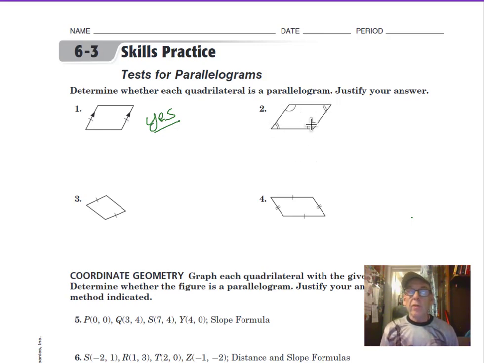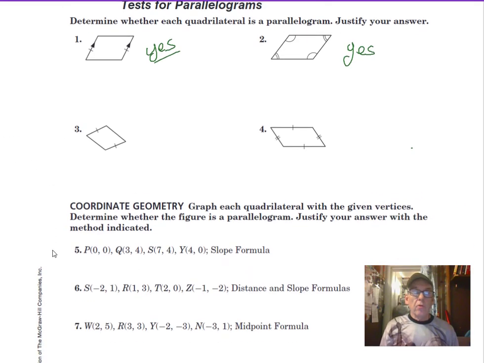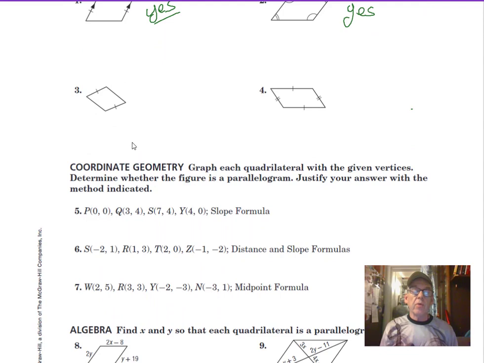Here in number 2 we have two pairs of opposite angles that are congruent. That's also a property that guarantees that we have a parallelogram. Number 3, we have one pair of opposite sides marked as congruent. That doesn't guarantee that we have a parallelogram. And here we have two pairs of opposite sides marked as congruent. That is enough to force the quadrilateral in number 4 to be a parallelogram.